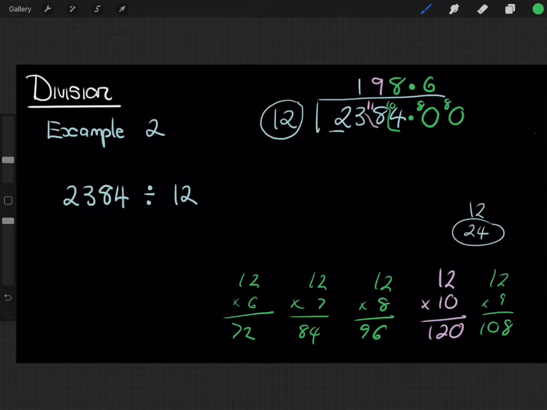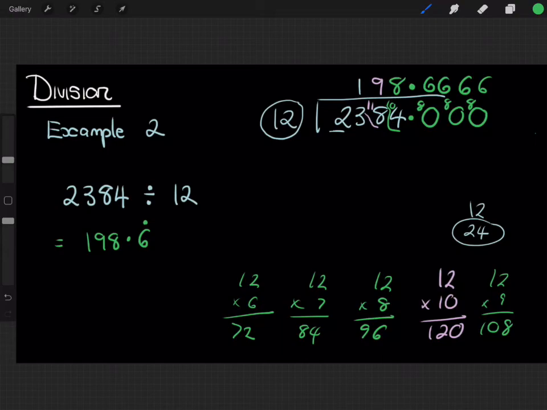So guess what? We're going to have to do this whole thing again. 12 goes into 80 6 times. And we place another 0. So we can see it just keeps going like this. So the answer is going to be 198.666, and that just keeps going on forever. So 2,384 divided by 12 is equal to 198.6 recurring. That's a recurring decimal.